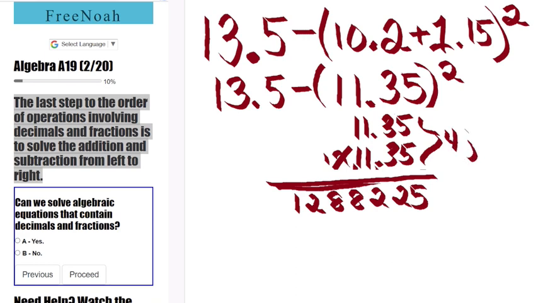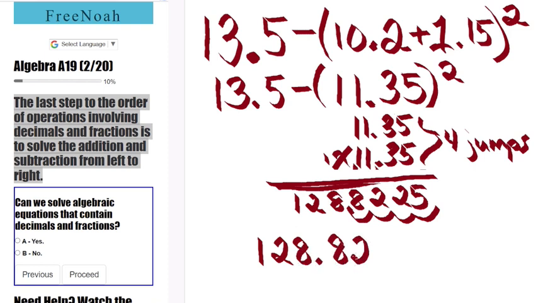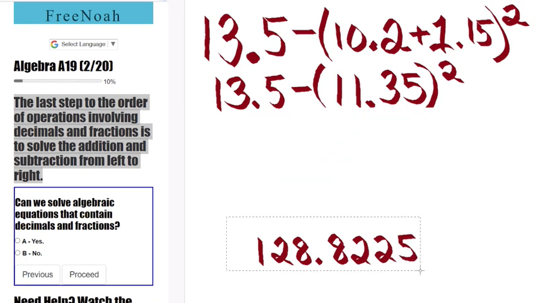So let's clean this up just a touch here. Alright, now we're going to count the amount of place values on the right of each factor. We have 4 in total. That entitles us to 4 jumps from right to left on our product. So 1, 2, 3, and 4. And now we have a decimal place value. Now let's rewrite the expression here. We're going to have 128.8225.